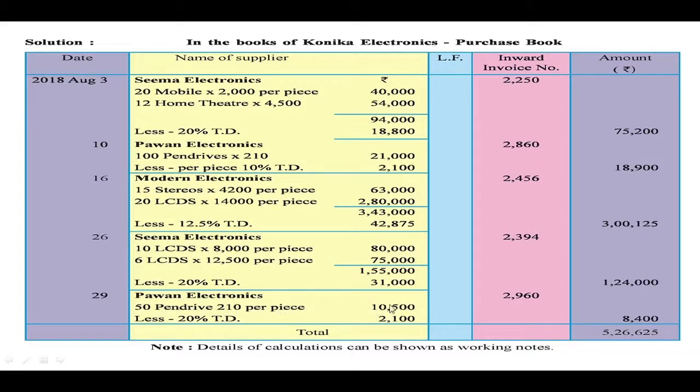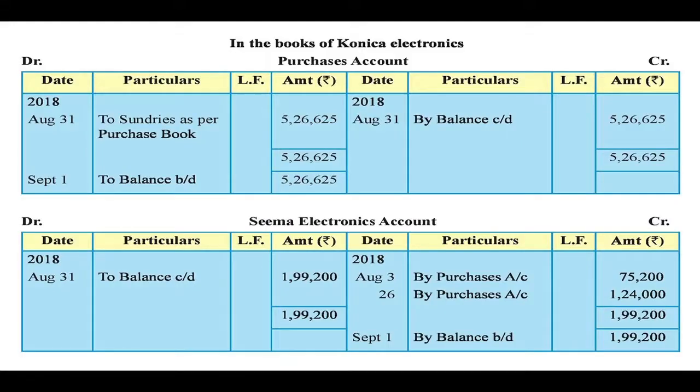So the gross value is 10,500. Of that we have to take 20% trade discount. So 2100 we have to subtract from 10,500. The remaining amount is 8,400. Then we have to take the total of the amount column, that comes to rupees 5,26,625. Now on the next page we are going to learn how to make the ledger account.